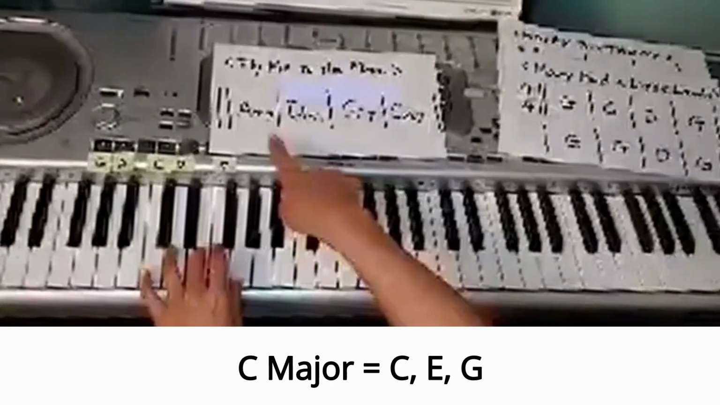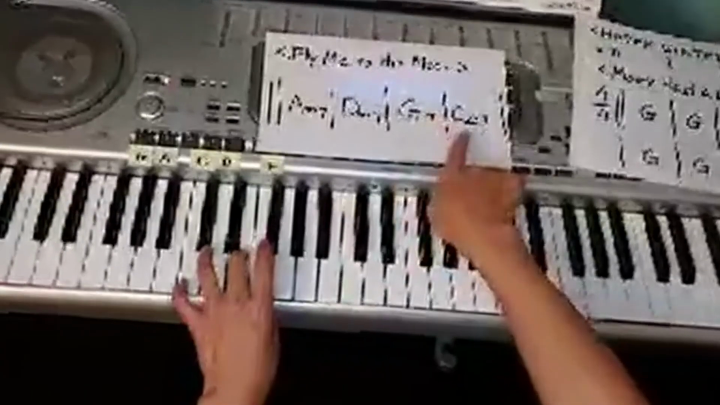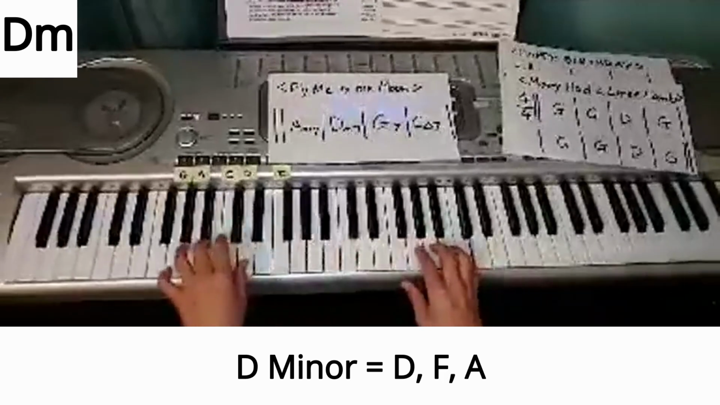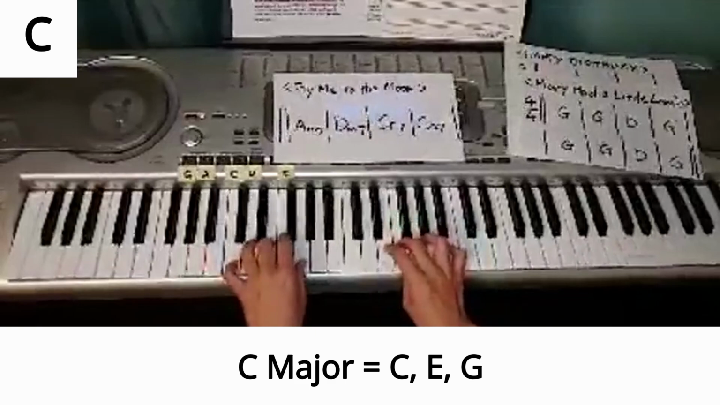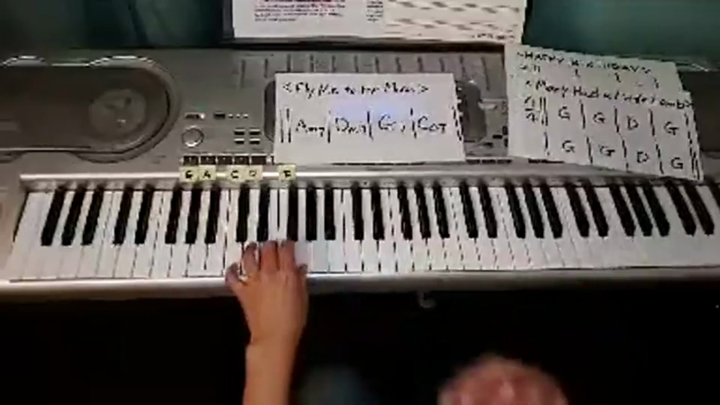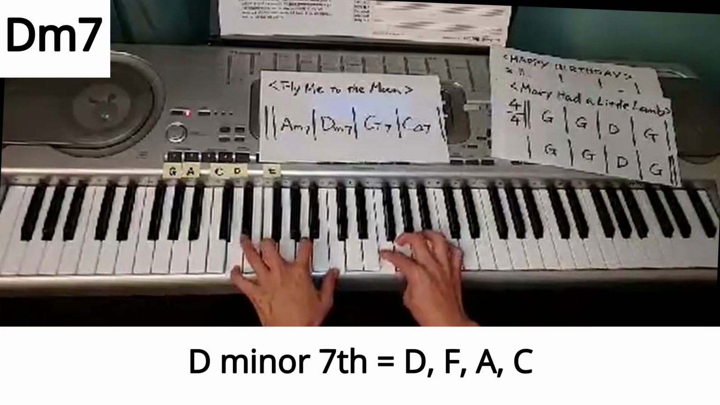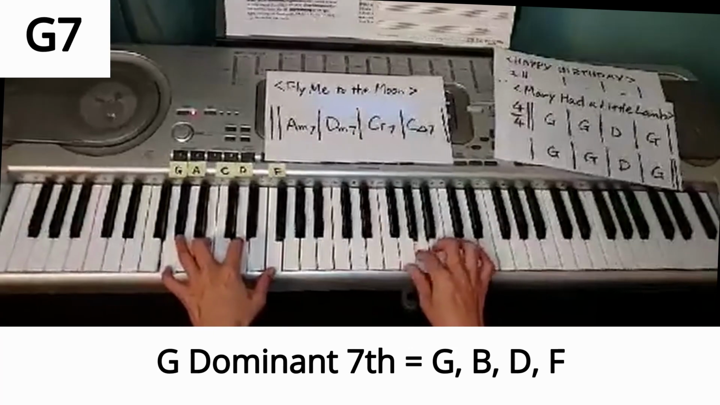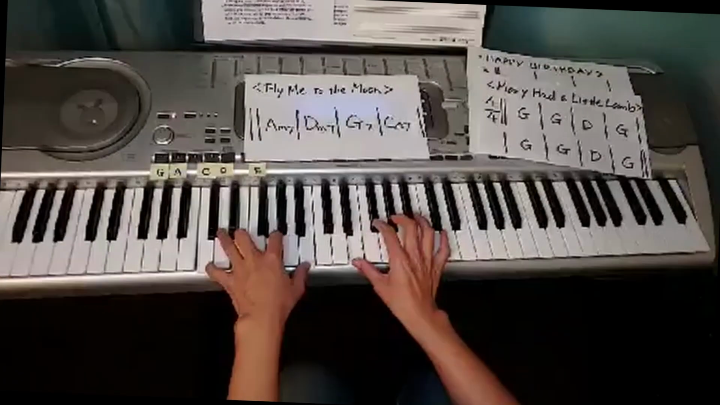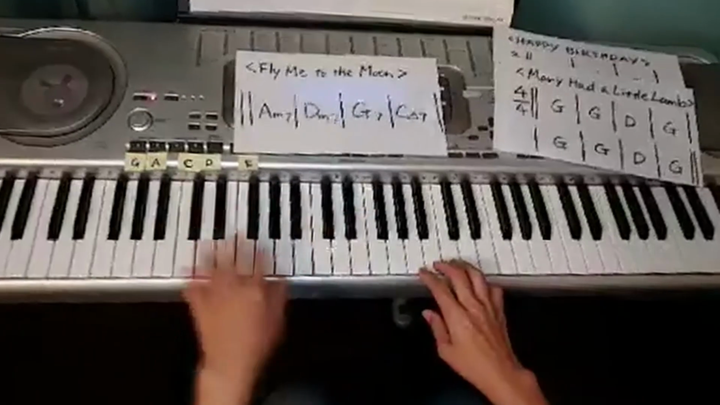So first I'm going to play without the 7, okay? A minor, D minor, G, and C. It sounds fine without the 7, right? But listen to it when I add the 7th. Can you tell the difference? If I break it down, maybe it's going to be more obvious. So let me just play separately, right?